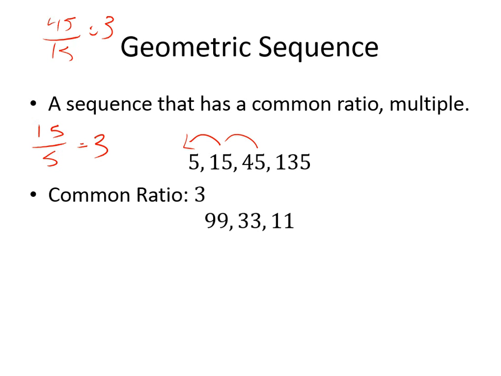So now if we look at the next one, it'll be 33 over 99. And that gets us 1/3. And if we go 11 over 33, we get 1/3 again. So what we have here is another common ratio, but it's a fraction, and you see it's less than 1. So that's your common ratio. You just keep dividing the second number by the first number, seeing what you get.